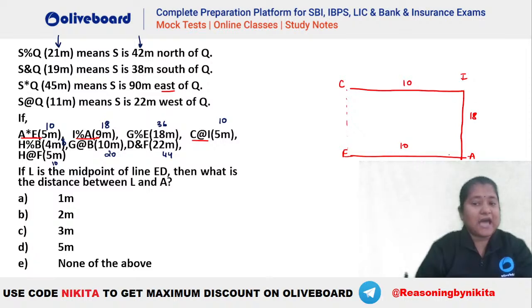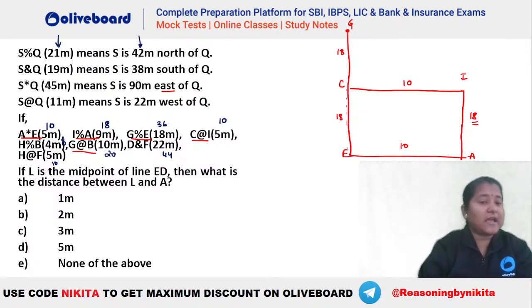Now what can we connect further? You have your C, I, E and A. You can connect this also. G percentage E. Percentage means north. So G has to be towards the north of E and the distance between them is 36. So you can understand that this is 18. That means 36 will be something like this, isn't it? This is going to be your point G and this is also 18 and this is also 18, right? So we got your point G here. Okay, G mil gaya.